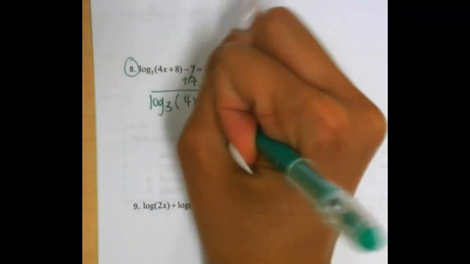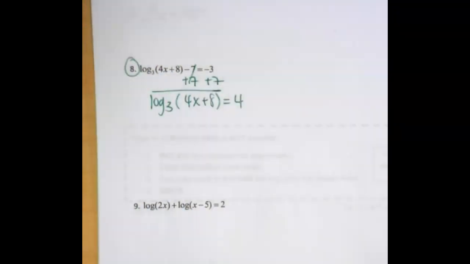How are we going to move the 7, guys? Add it. So just add 7 to each side. So we'll have log base 3 of 4x plus 8, and we're going to make this equal to 4.